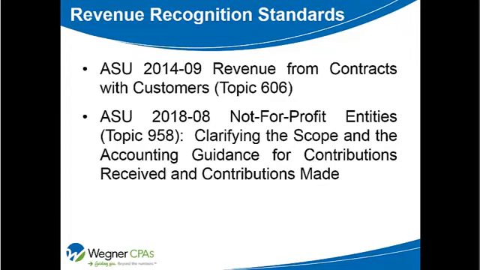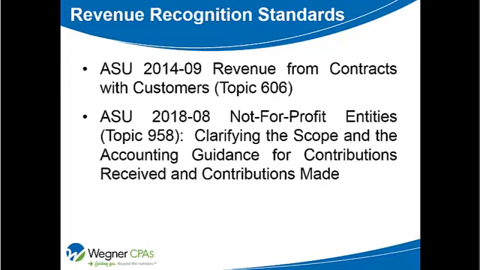Basically what happened here, the FASB issued ASU 2014-09, Revenue from Contracts with Customers, and a lot of not-for-profits were confused at how to implement that standard, mainly because who is the customer when we talk about a not-for-profit entity? Is it the person who's providing the funding? Is it the person who's being served? So there was just a lot of confusion.